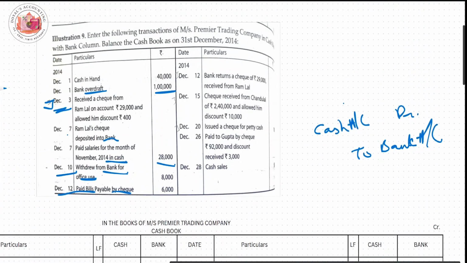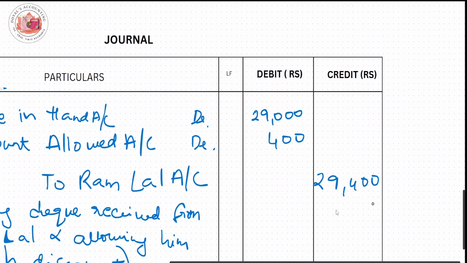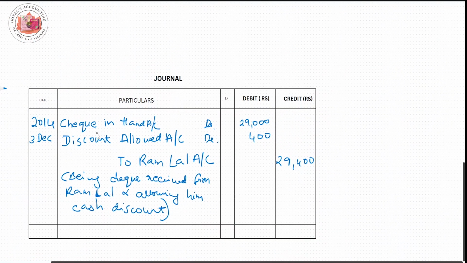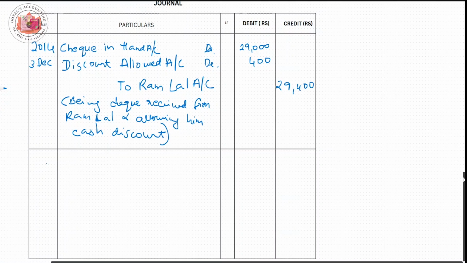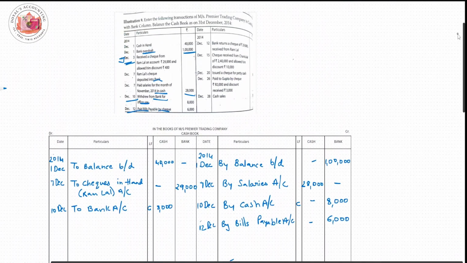Let me see the next transaction now. Bank has returned the check of 29,000 received from Ramlal. Okay, so that means Ramlal's check has been dishonored. How do we usually write a journal entry for check dishonored? We just reverse the transaction, right? So in our journal, we have already written check in hand account debit, discount allowed account debit to Ramlal account. So now we need to reverse this entry. But be mindful, this check has been deposited in the bank on 7th December.